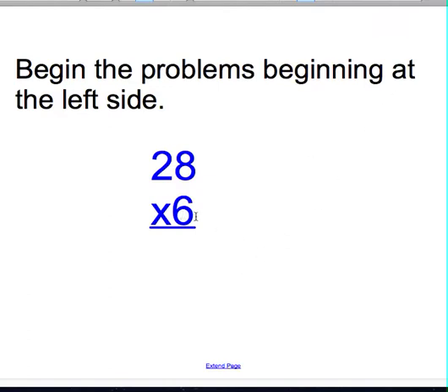So we start with 6 times 20, because it's 28. 6 times 20 is 120. And then we have 6 times 8, because these are both in the ones column. 6 times 8 is 48. So you write down 48. And you're done multiplying all the numbers.